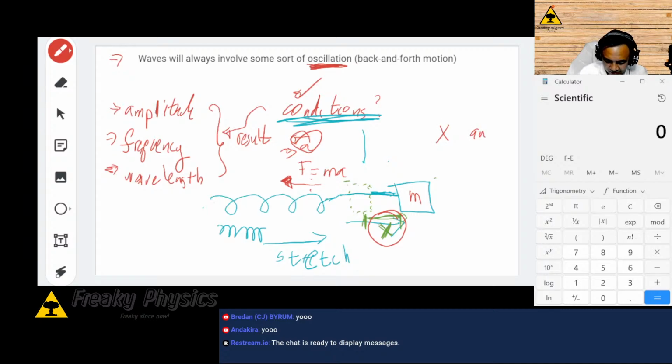x and a are oppositely directed, right? No matter what you do, whatever happens, the acceleration, the force, is always going to be the other way of x.